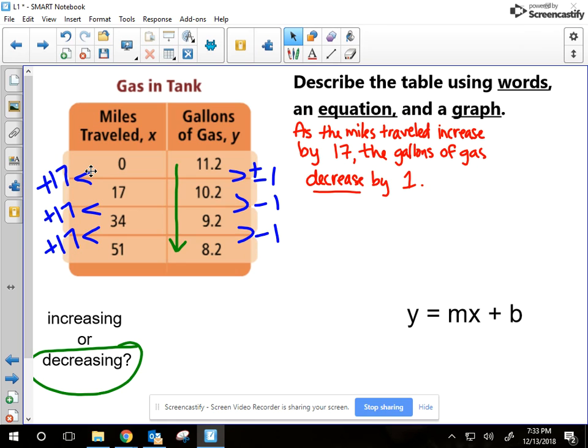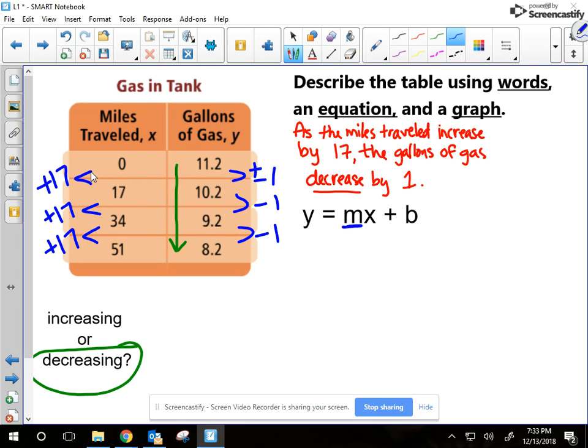Now let's write that equation. We know that the equation always starts with y is equal to mx plus b, and we have to fill in for the m value, which we now call the slope, and b. To find m, we want to know, what is the ratio between that independent variable changing and the dependent variable? We put y over x. How much is that dependent variable changing in comparison to x? And that looks like a negative 1 over 17.